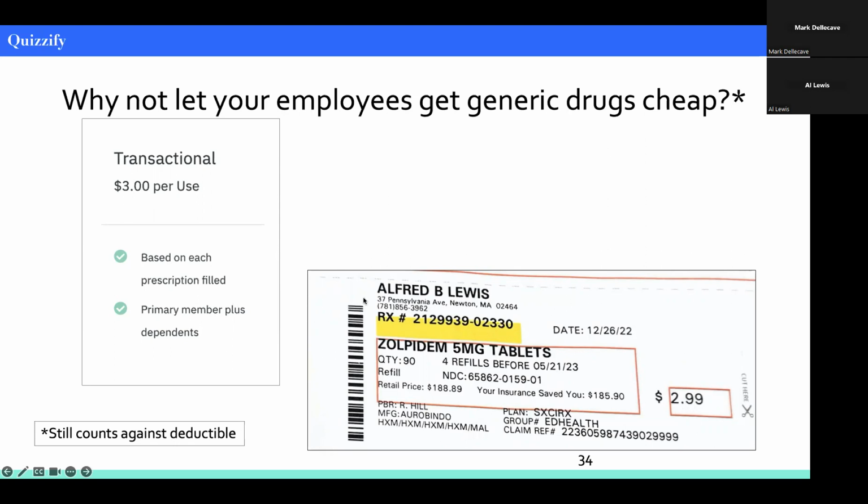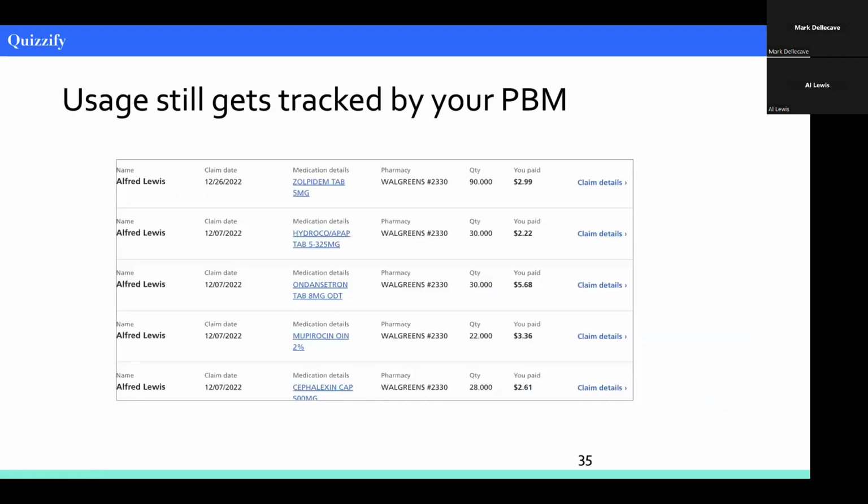And by the way, even though you've gone outside the PBM, this still counts against your deductible, and the usage still gets tracked by your PBM. So this is my usage, and there's a lot of drugs here because I just had a little minor surgery. And I would just focus you on these absurdly low prices, number one. And number two, this is coming to me from Optum RX. This is not coming to me from Drexy. So they are tracking and putting this stuff against my deductible.